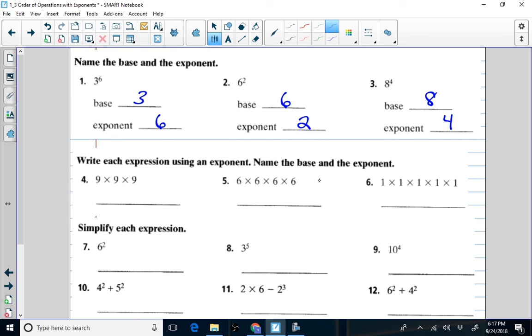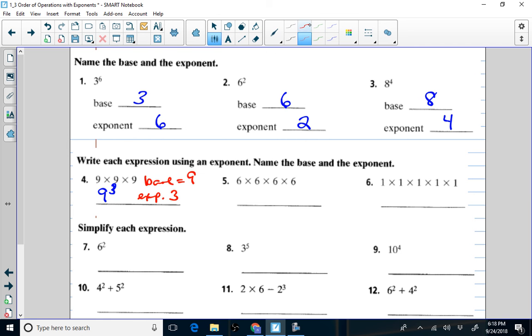If I write the expression using the exponent, name the base and the exponent. Writing this expression using the exponent would be 9 to the third power, right? And 9 to the third power, my base is 9. My exponent, I'll abbreviate, is going to be 3.